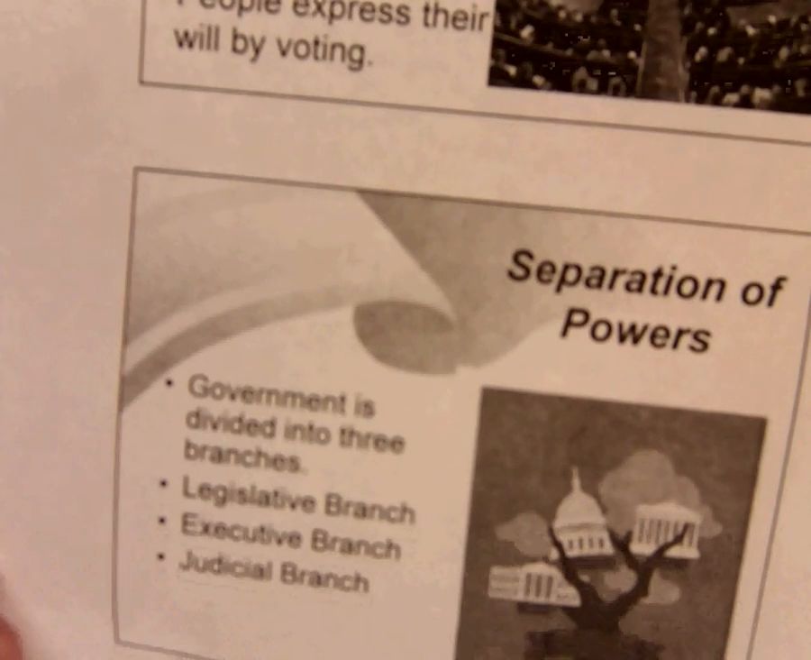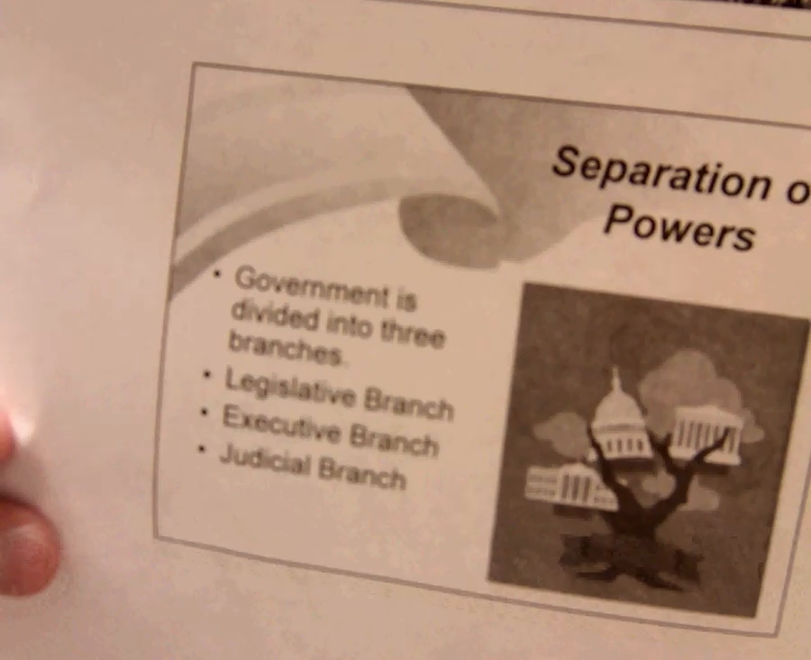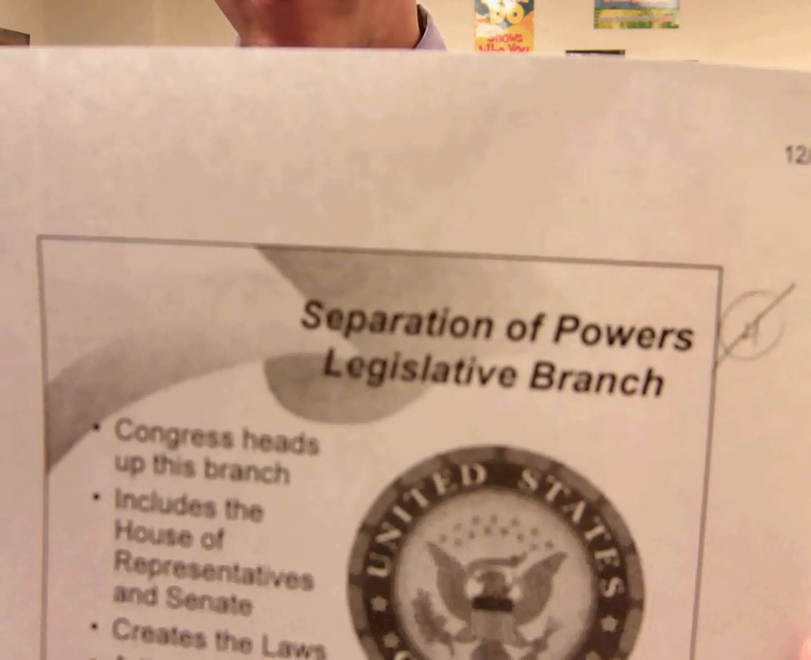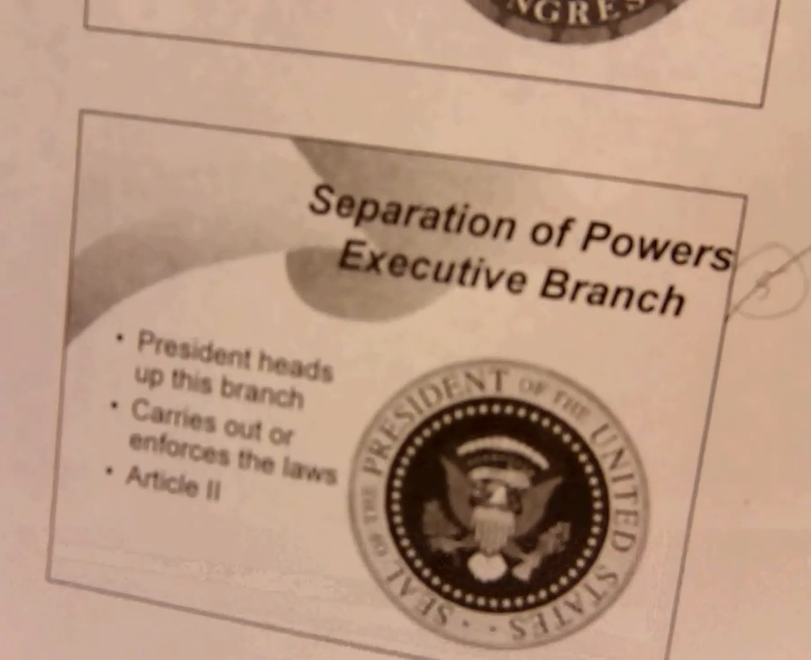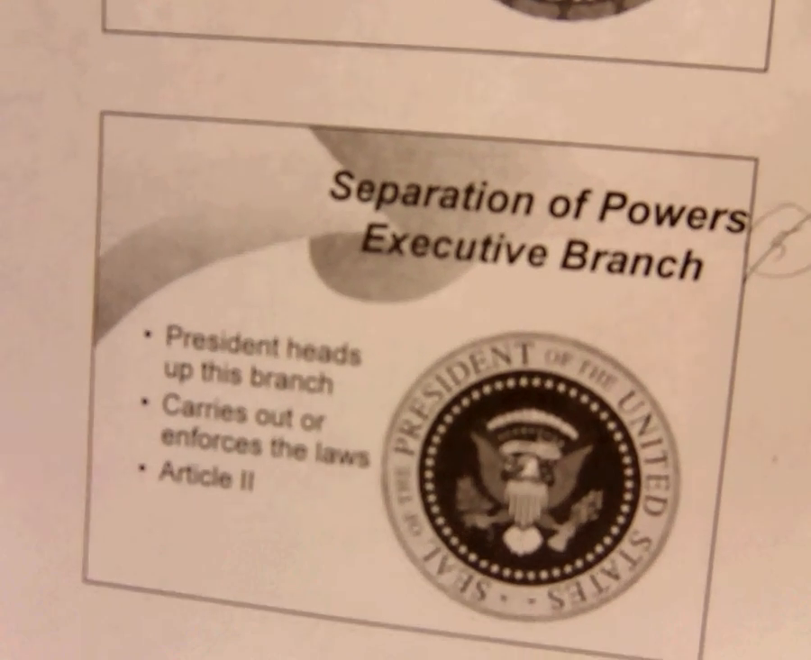This is 3 branches of the government. Government's divided into 3 branches: legislative, executive, and judicial. You'll need to know what those 3 are. Legislature is Congress, heads up the branch, includes the House of Rep and Senate, and they create the laws. That is the legislative branch. Okay, the executive branch. As you know, that is the president, his cabinet, and they carry out and enforce the law.